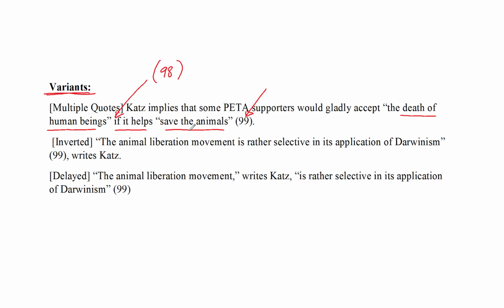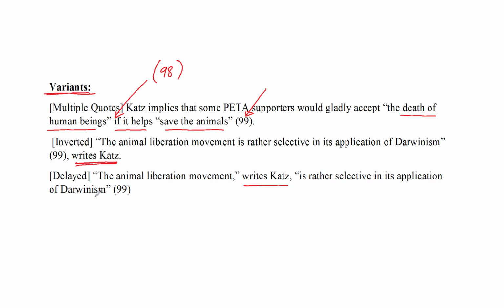You can add an extra quote afterwards, but be very careful. Try to do this only with shorter quotations and make sure that they are nicely integrated, that the syntax of your sentence keeps things going smoothly. Two final ones here. You can delay the signal phrase, and you can do that either by sticking it in the middle or by sticking it at the very end. We'll call this an inverted signal phrase, and the last one is a delayed signal phrase.